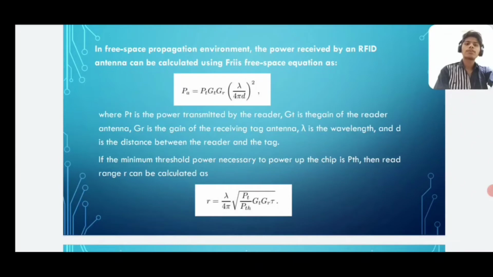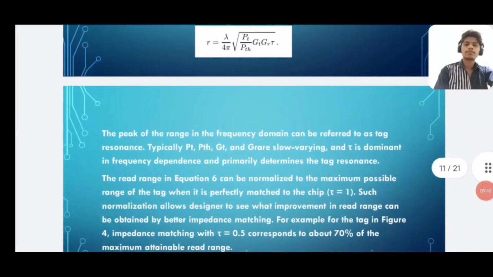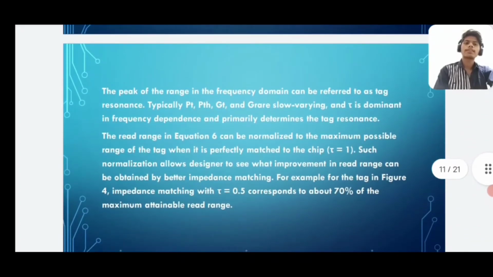If the minimum threshold power necessary to power up the chip is Pth, the read range R can be calculated as R is equal to lambda by 4 pi times the square root of Pt by Pth times Gt Gr times tau. The peak of the range in the frequency domain can be referred to as tag resonance. Typically Pt, Pth, Gt and Gr are slowly varying, and tau is dominant in the frequency dependence and primarily determines the tag resonance.